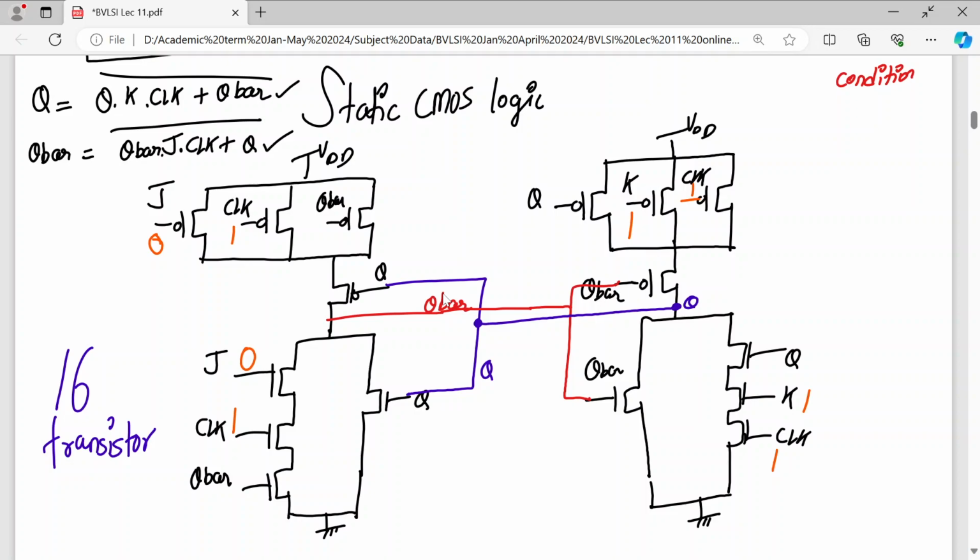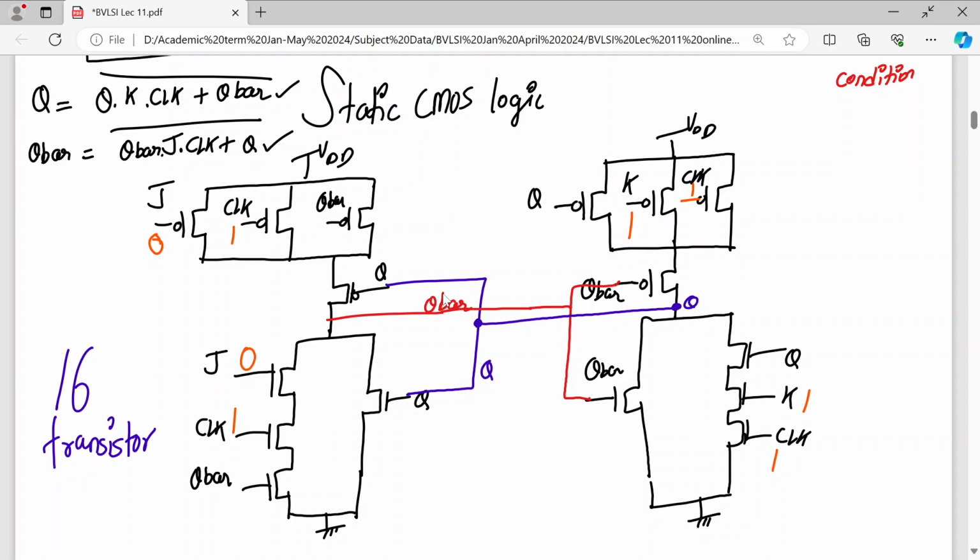J is 0, K is 1 and clock is 1. It should hold the previous state, right? Toggle condition. No, why? J is 0, K is 1, no toggle. Toggle happens when J and K both are 1. Oh, my bad.